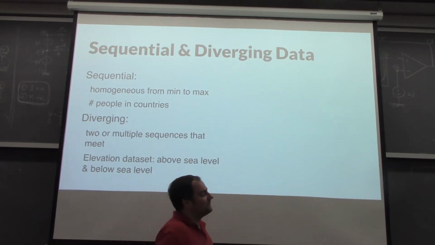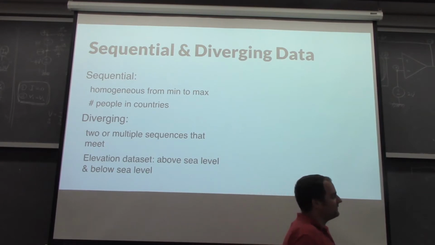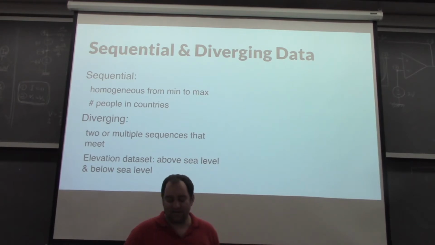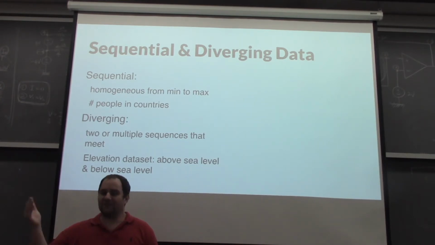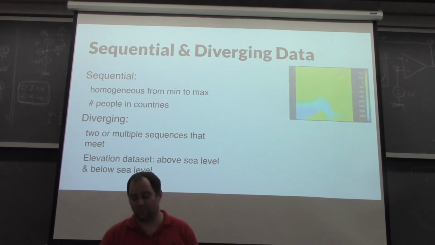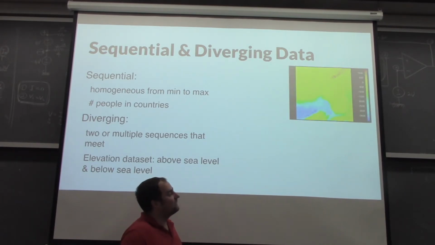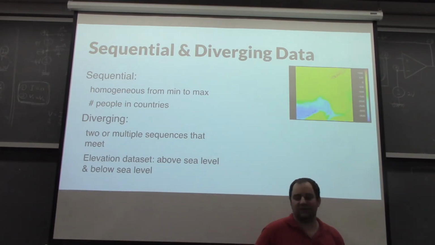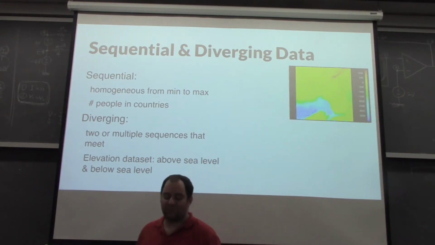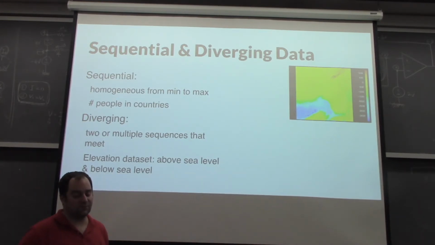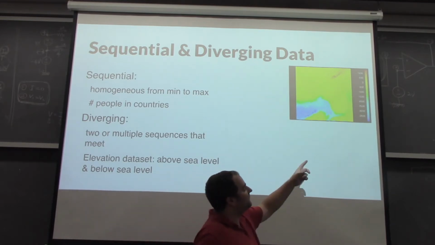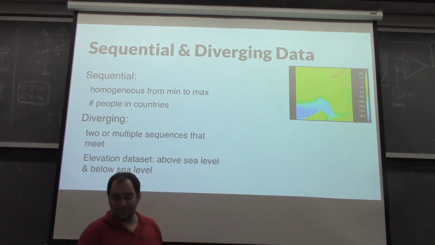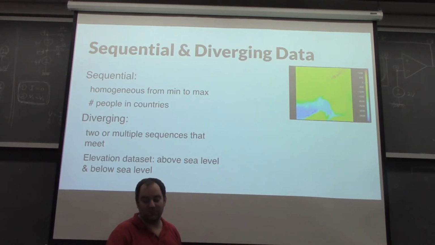For diverging data sets, you have essentially two or multiple sequences that meet at some kind of inflection point. A good example is an elevation data set, where I have elevation above sea level and elevation below sea level, where there's water. Here is a color scale that visualizes this elevation data set, but does not account for the meaningful 0 here. This goes from minus 3,500 feet to plus 1,000 feet, but it doesn't take special care of this neutral point of 0.